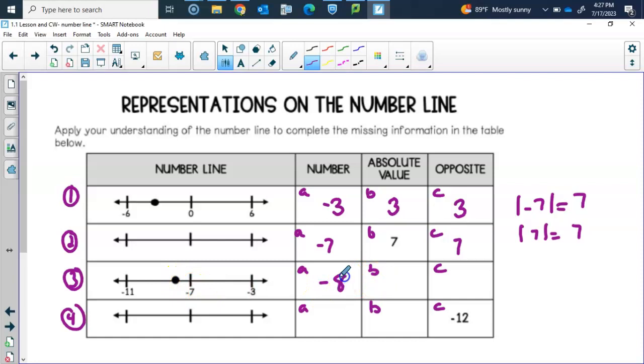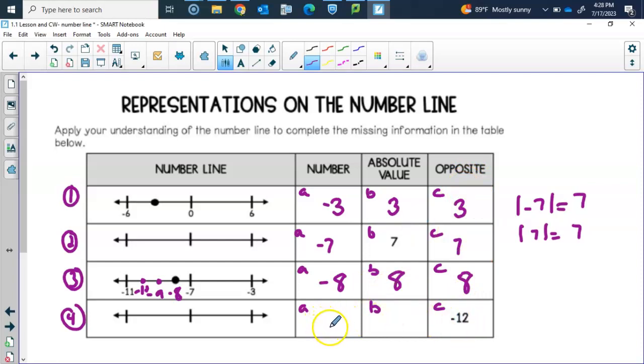Well, you should have said -8 because it will be -8, -9, -10. Oh boy. Okay, -8. What is the absolute value of -8? Go. Should have said 8. And what is the opposite of -8? Go. Should have said 8. All right, now this one, they're telling us that the opposite of our number is -12.